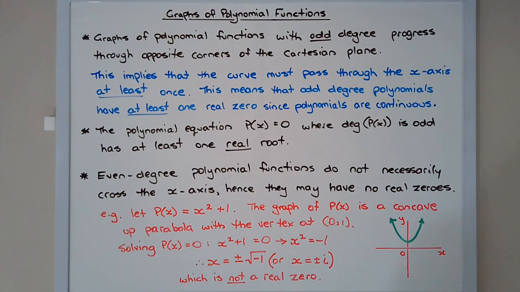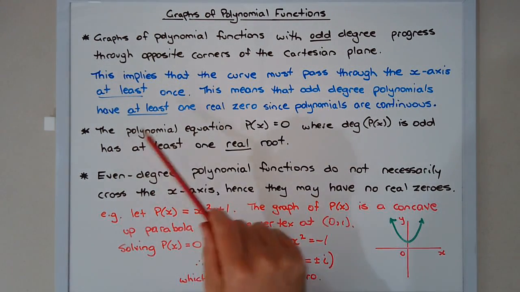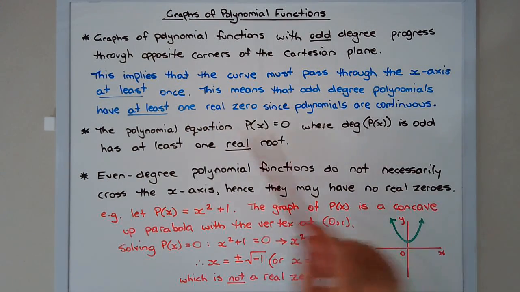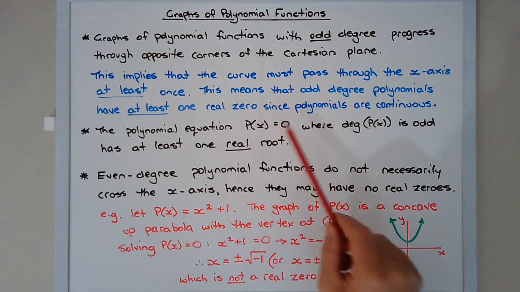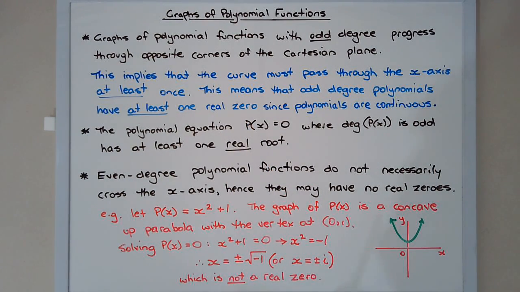Graphs of polynomial functions. Graphs of polynomial functions with odd degree progress through opposite corners of the Cartesian plane. This implies that the curve must pass through the x-axis at least once. This means that odd degree polynomials have at least one real zero, since polynomials are continuous, so there are no gaps or breaks.